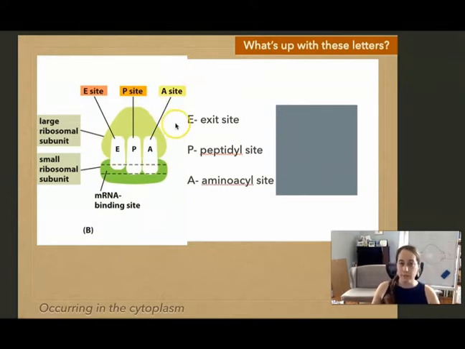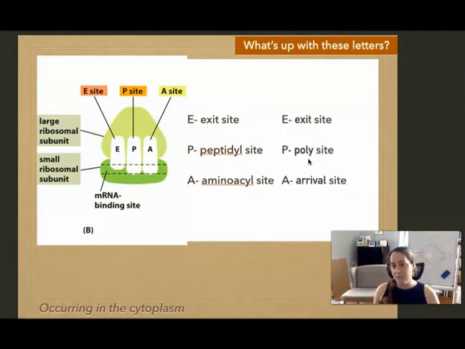So what is up with these letters that name the sites? The technical names for these: the A site is the aminoacyl site, the P site is the peptidyl site, and the E site is the exit site. I use these words to associate with them because I think this is a bit easier.